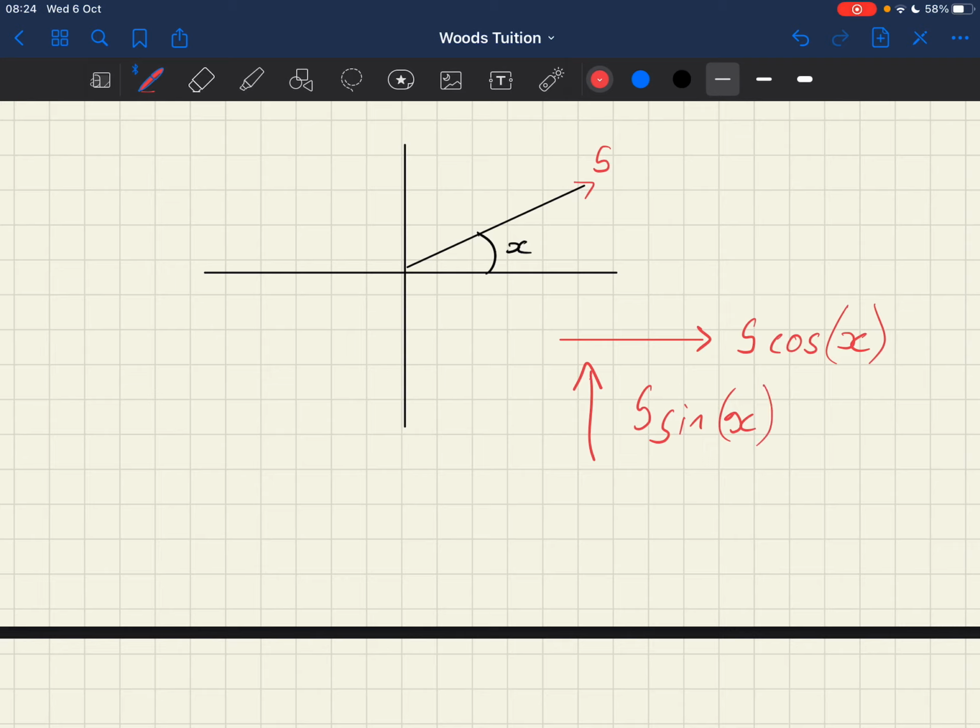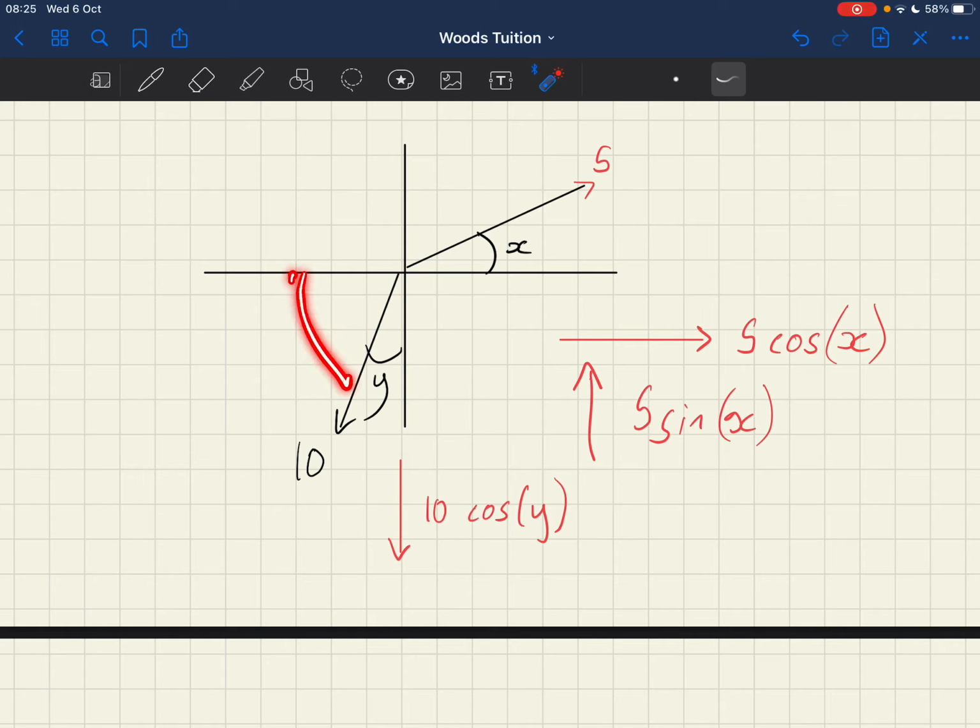Then just to add to that, if we had another straight line here, and let's say that this was 10 and the angle y was there, then to find the vertical component, which would be going down, it would be 10 cos y. That's because we are closing this angle, because the angle is here. If we want to open the angle to find the horizontal, then the horizontal would be going to the left in this case, and it would be 10 sin y.